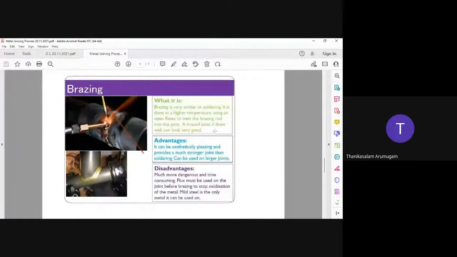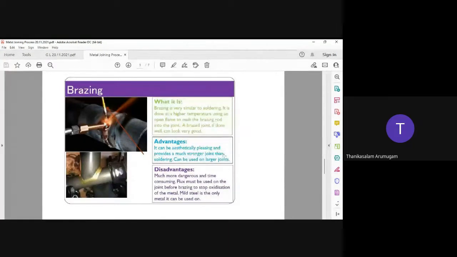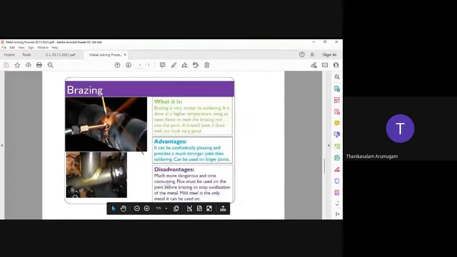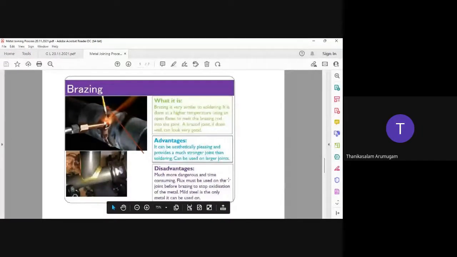Brazing. The advantages: it can be aesthetically pleasing and provides a much stronger joint than soldering. It can be used for large joints; see, there are some examples here. This is a brazing method. Disadvantage: it is much more dangerous and time consuming. Flux must be used on the joint before brazing to stop oxidation of the metal.